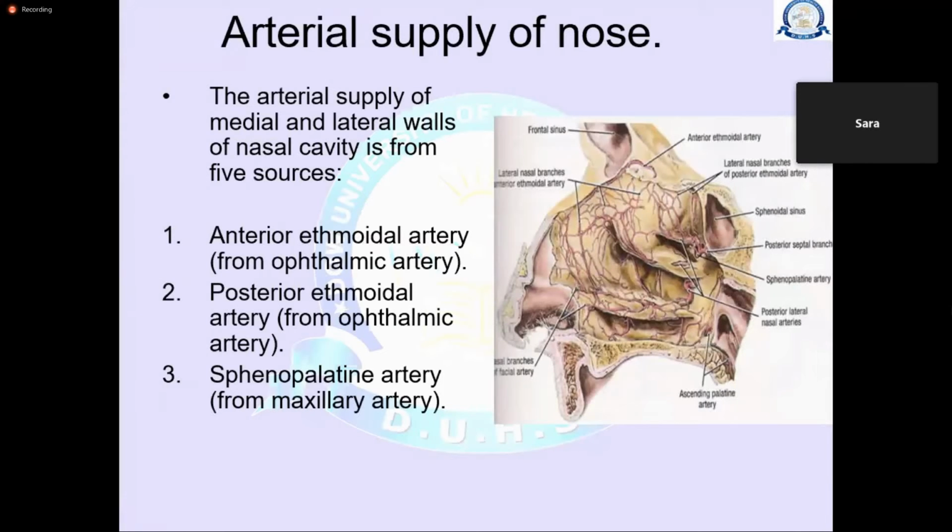Now, the arterial supply to the nose is by two routes, that is internal carotid and external carotid artery. So you have the anterior ethmoidal and the posterior ethmoidal artery coming from the ophthalmic branch of the internal carotid artery, and they supply the superior halves of the nasal cavity.